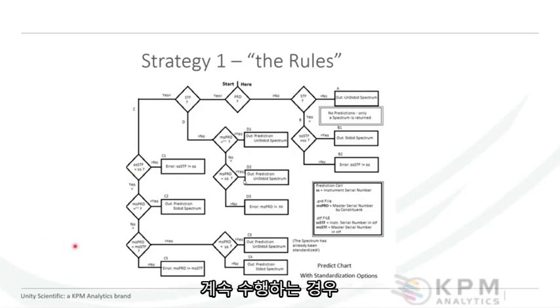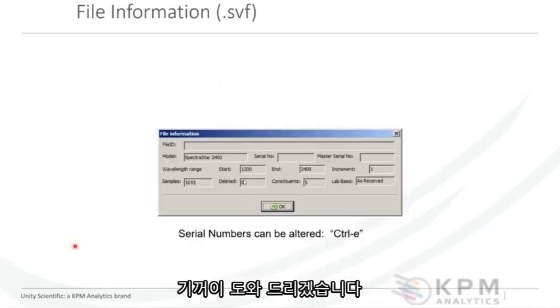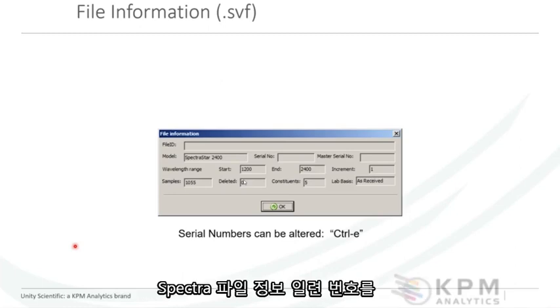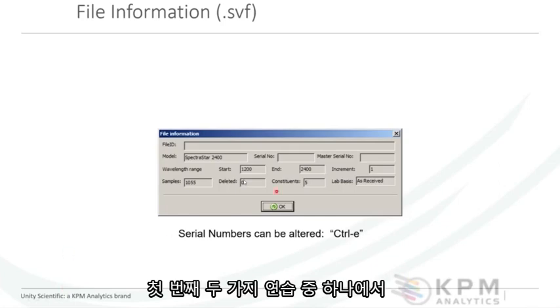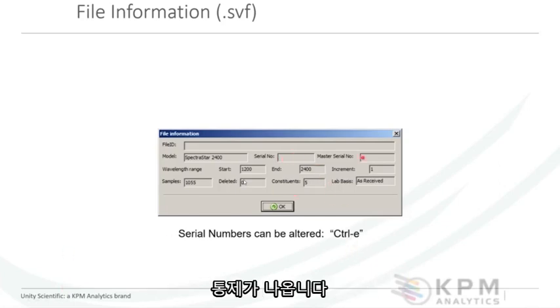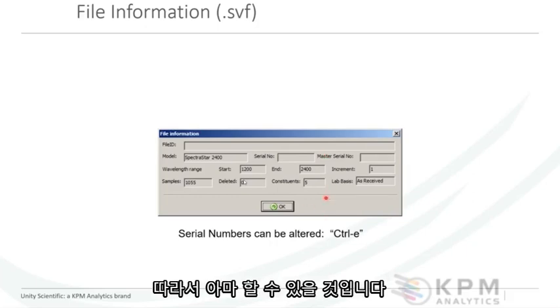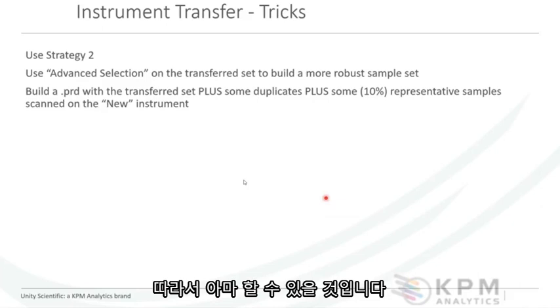And again, if you're doing this and you're working with this, please contact one of our specialists, or I would be happy to help you out with this. There is a way that you can go in and alter the file information, the Spectra file information. You can change the serial numbers. We talked about that in one of our first couple of exercises. Control E, this comes up. You can change the serial numbers, and there's a save button down here. So you might be able to do that.